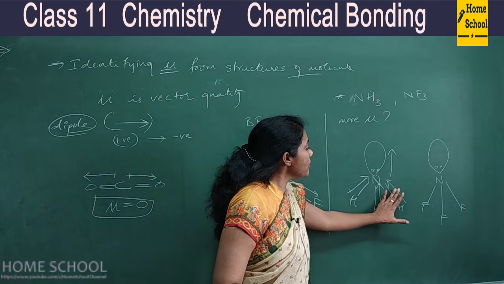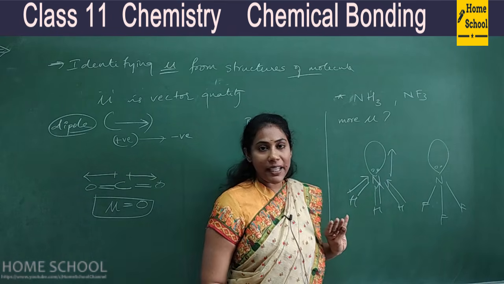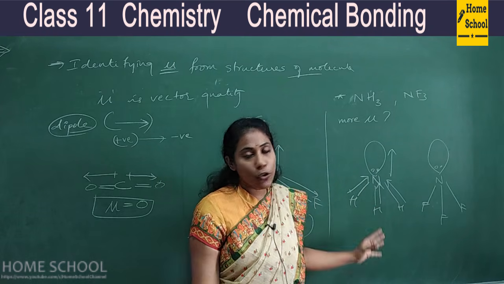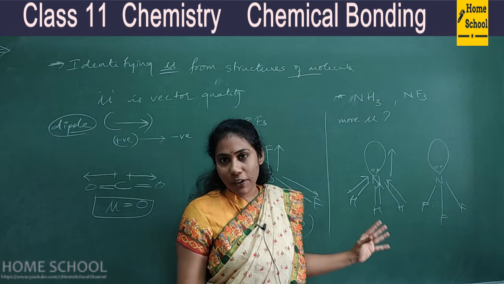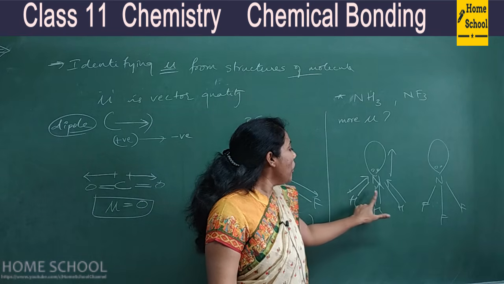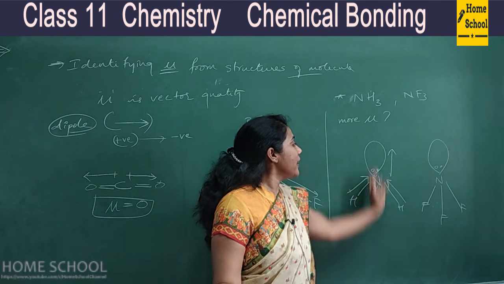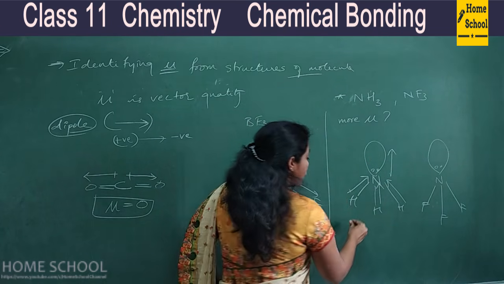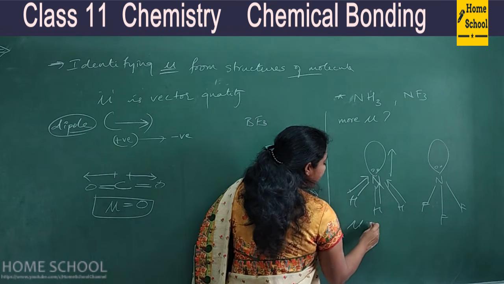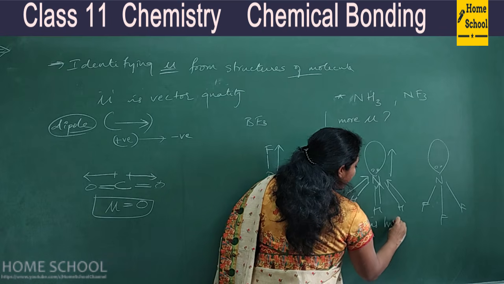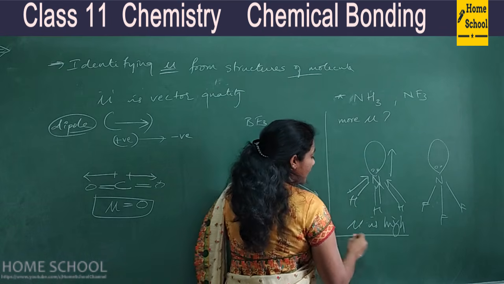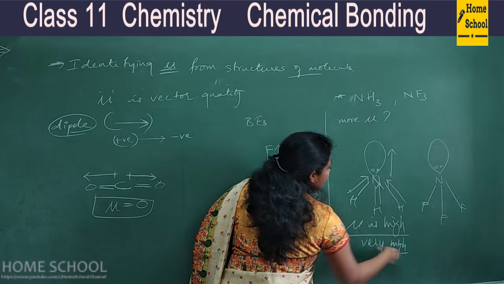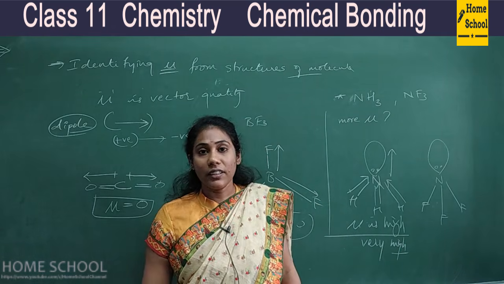See, all arrows are moving in the same direction. See, the resultant vector is very strong, right? So you must know some basic properties of vectors here. When all these vectors are moving and joining at a single point, the resultant vector is very strong. So here dipole moment is very high, because the resultant vector is very strong, right?